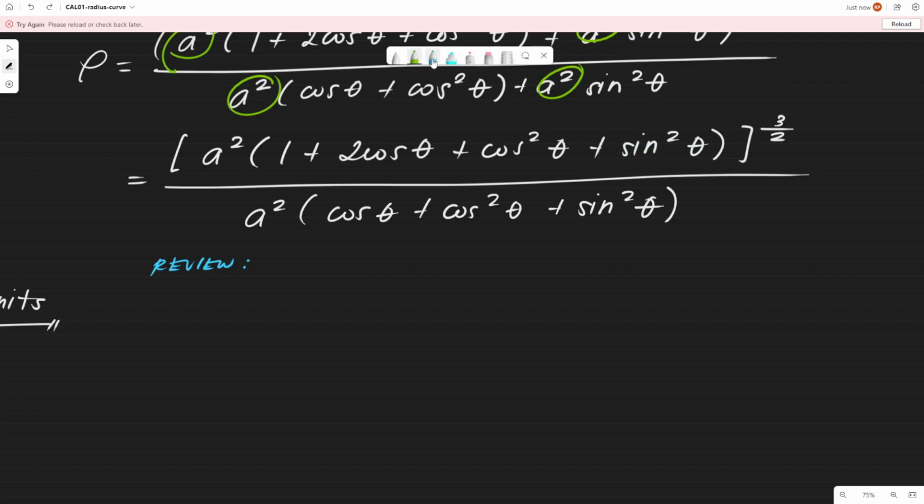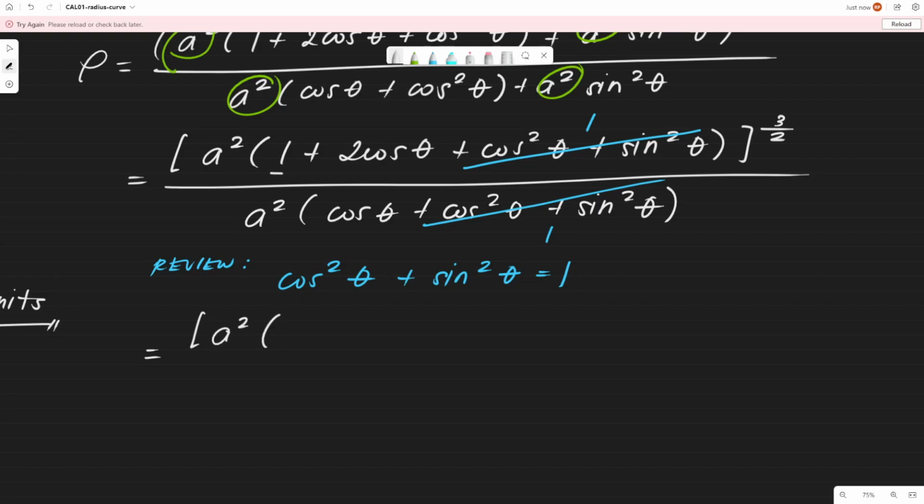So, yun yung lalagay natin dito sa review, actually. Cosine squared theta plus sine squared theta is equivalent to 1. Diba? So, therefore, this is equivalent to 1. Also, with the denominator, this is equivalent to 1. So, simplifying, we have a squared times, we have 1 here, so 1 plus 1, that is 2, plus 2 cosine theta.